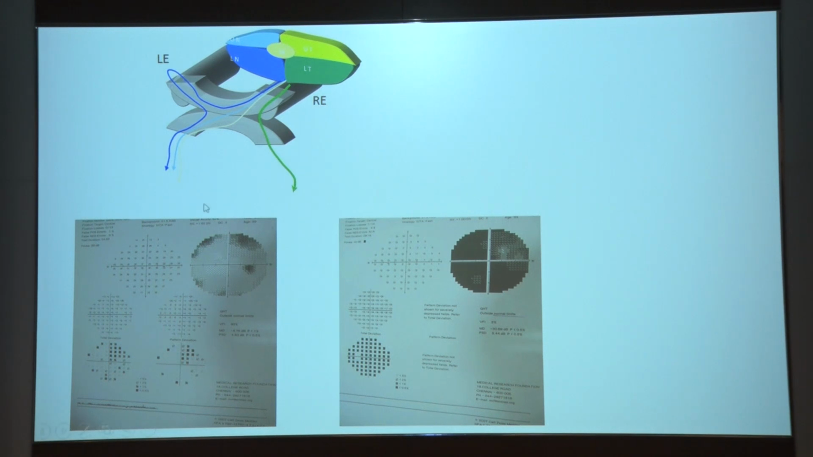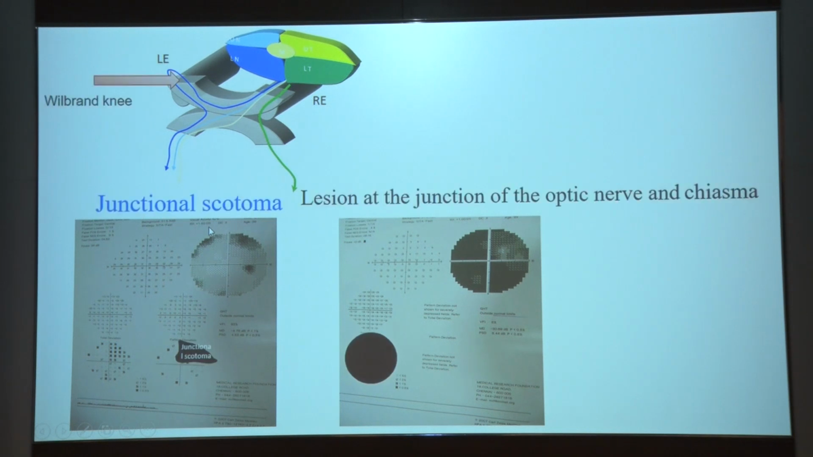So lower nasal fibers are forming the Wilbrand's knee in this optic nerve. So you get a superotemporal defect. This is called a junctional scotoma. So this indicates the lesion is at the junction of optic nerve and chiasma, okay? So that is about the Wilbrand's knee, so you might get a question related to it.